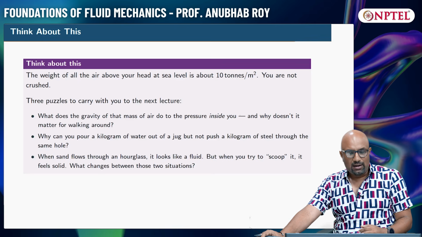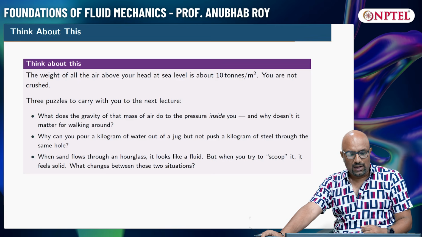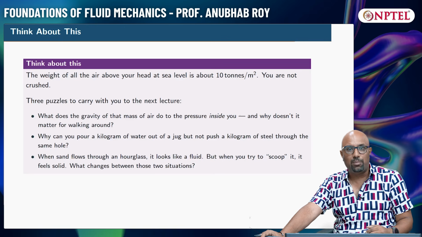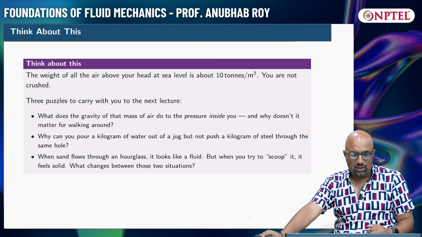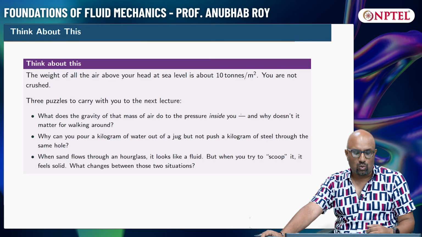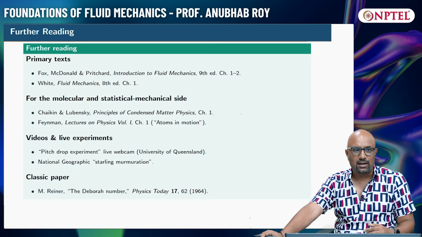So finally, as a lead on to our next lecture, we are going to think of fluid in a static state first, and the weight of air that is sitting on top of us has a weight of 10 tons per meter square, and we are not crushed. So the question is, what does the weight of the air do to our motion? And then thinking also in terms of quantities like viscosity, which is going to come about in the next lecture.